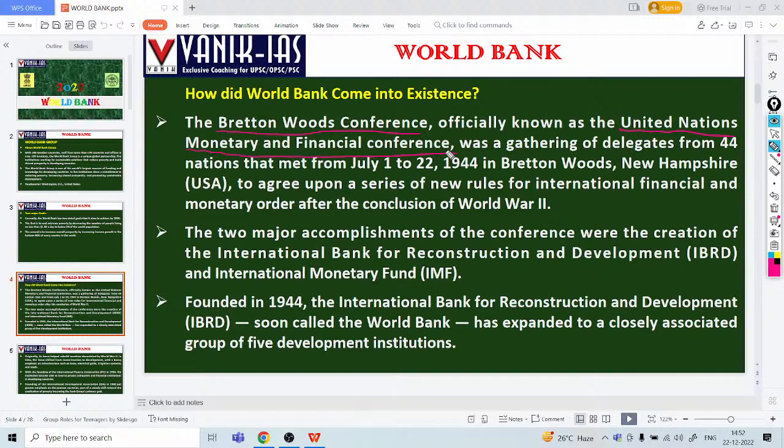After the Second World War, the world was devastated by the impact of war. So that needed huge funds for reconstruction activity of the war-ravaged economy as well as developmental activity of something new. Both the activities, reconstruction and development, need huge funds. There is a need for a financial institution, and for that the meeting was held.